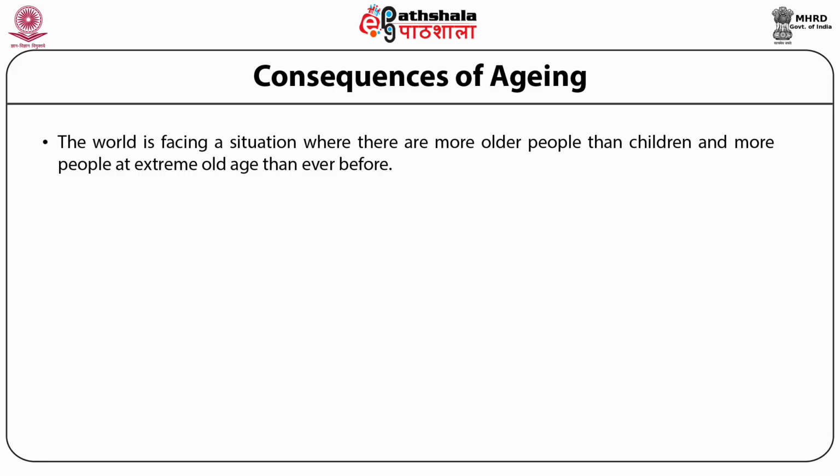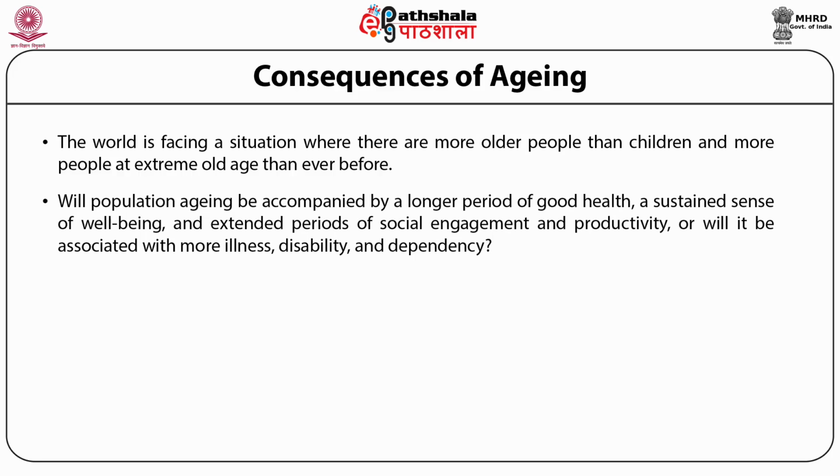As both the proportion of older people and the length of life increase throughout the world, key questions arise. Will population aging be accompanied by a longer period of good health, a sustained sense of well-being, and extended periods of social engagement and productivity, or will it be associated with more illness, disability, and dependency? Managing population aging also requires building needed infrastructure and institutions as soon as possible.